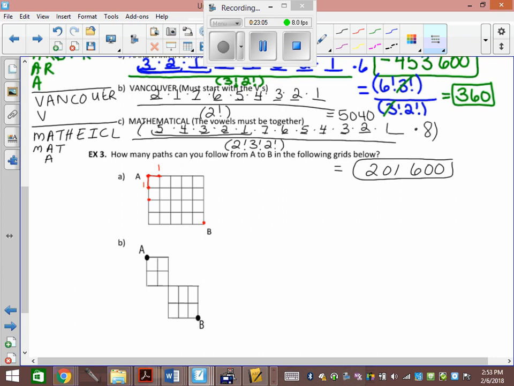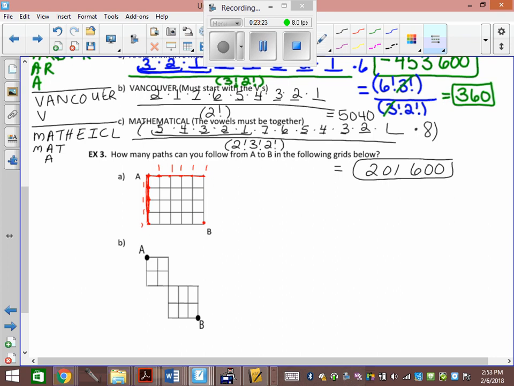To get to this piece of the path, there's one way. I walk down to it. To get to this piece of the path, one way. Go from here, walk down. Correct? To get to this piece, 1. All these edge ones are just 1.